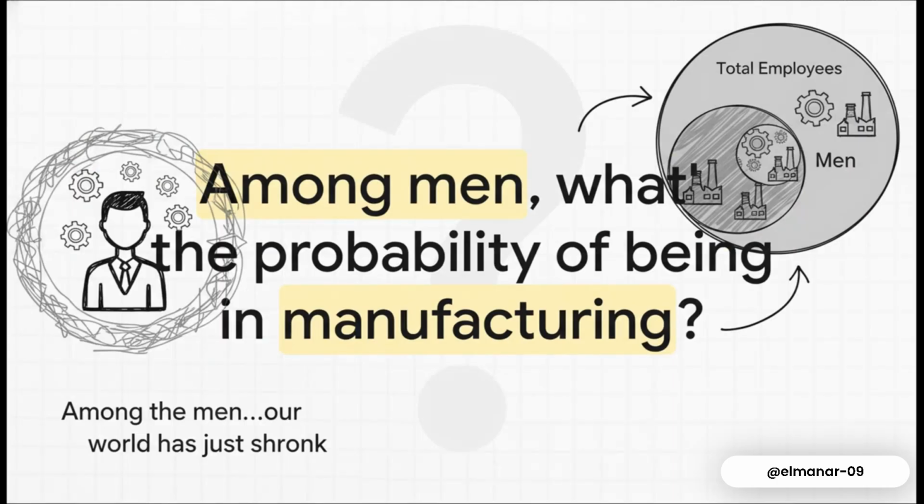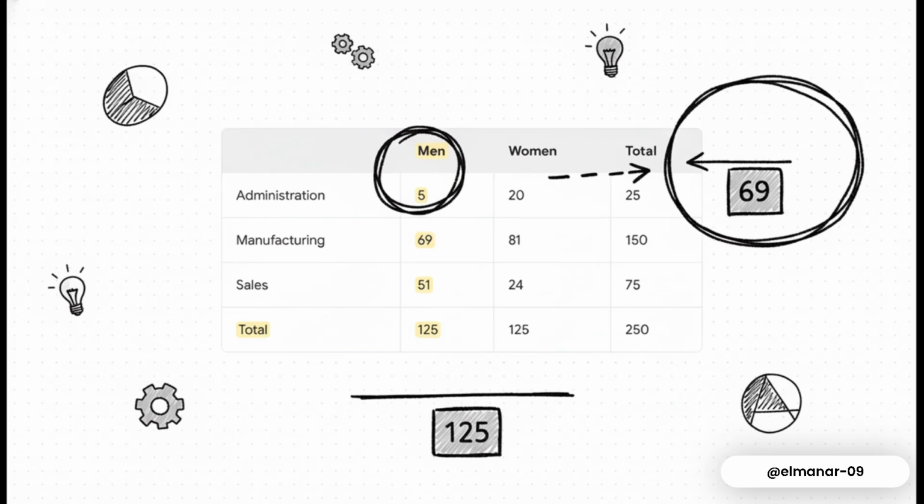Okay, now for the kind of question that really trips people up. This is what we call conditional probability. And notice the key wording here, among the men. That phrase changes everything. We're not looking at all 250 employees anymore. Our entire world has just shrunk. This is where the table is just fantastic. Because the question specifies among the men, we can literally just ignore everyone else. Our new total, our entire universe for this question, is just the 125 men who work at the company.